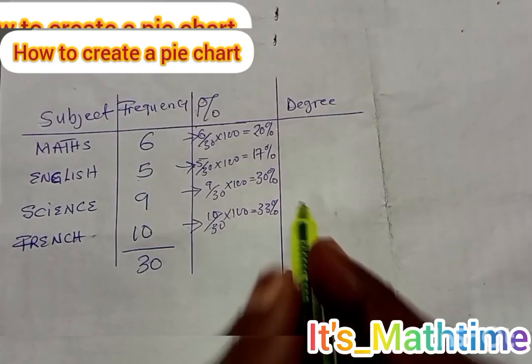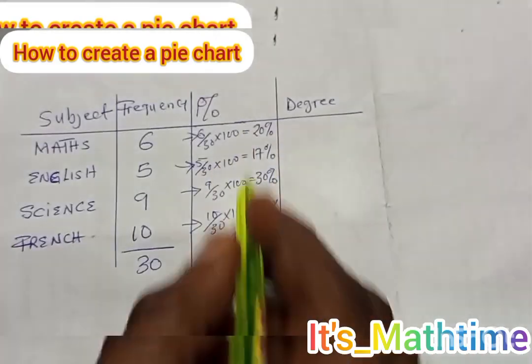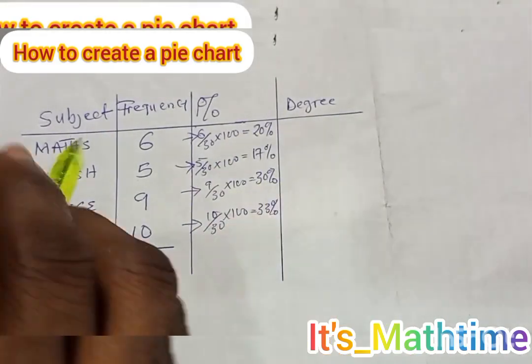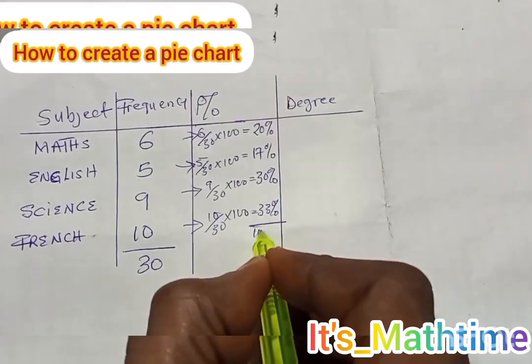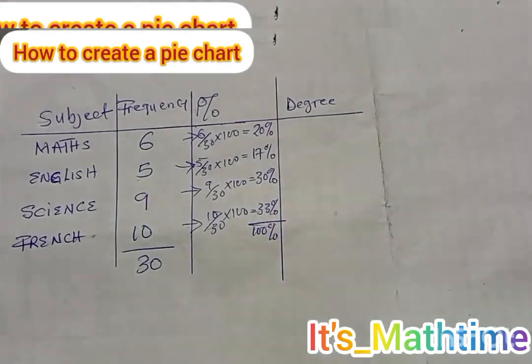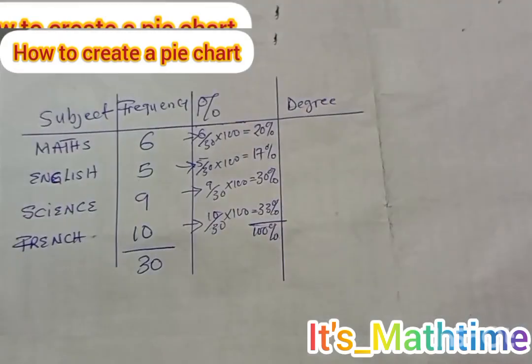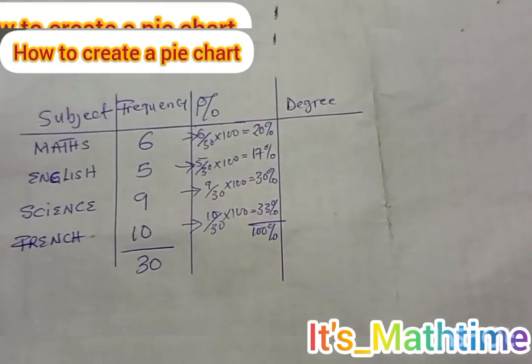So we're going to approximate to the nearest whole number. So if you sum all this up, you're going to have 100, which is the total of percentage. So we'll do the same thing for degree. I'm going to fill it up. Then we'll make use of the degree to do our pie chart, because the circle has a total of 360 degrees.